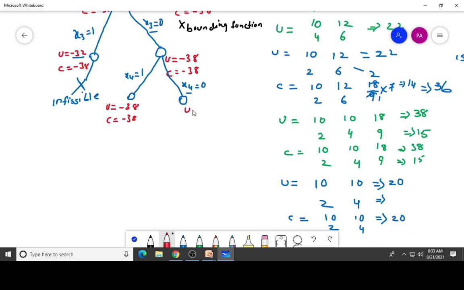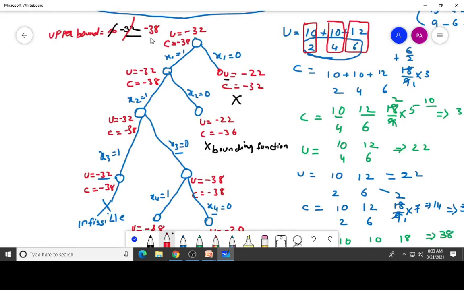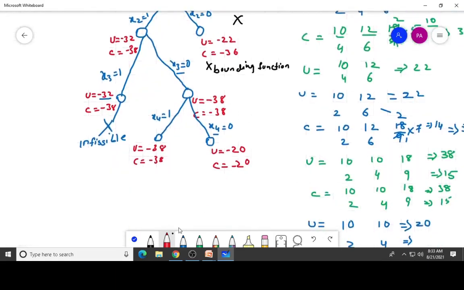So what is the upper bound now? Upper bound is minus 20 and cost is minus 20. So minus 20 is greater than minus 30. Because of that, we are not changing here and we are stopping here. We are applying the bounding function, because this is not feasible.